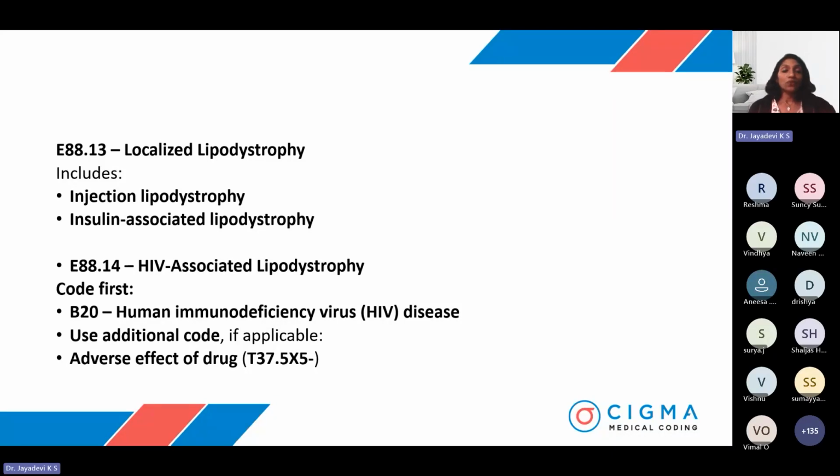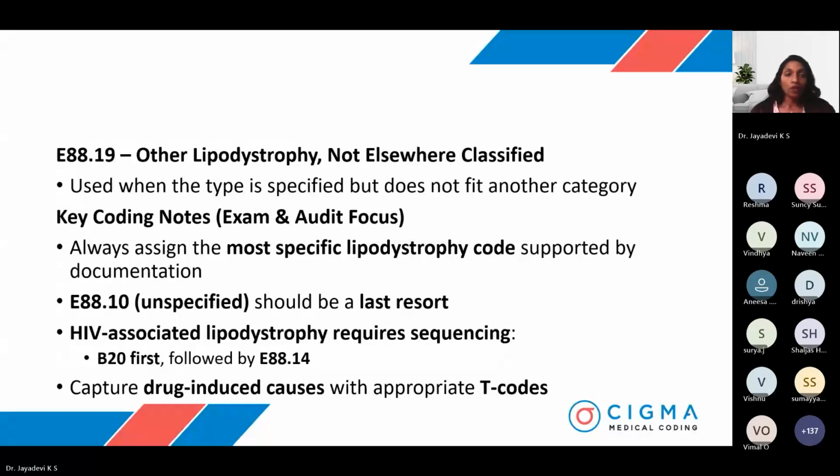E88.14 is HIV-associated lipodystrophy. In this condition, you have to go back to the HIV guideline. That is, if an HIV-related condition comes, you have to code the active stage of HIV, B20, followed by the related condition. Here we have to code B20, human immunodeficiency virus disease, first, and use an additional code if an adverse effect is documented. Then E88.19, other lipodystrophy, not elsewhere classified.